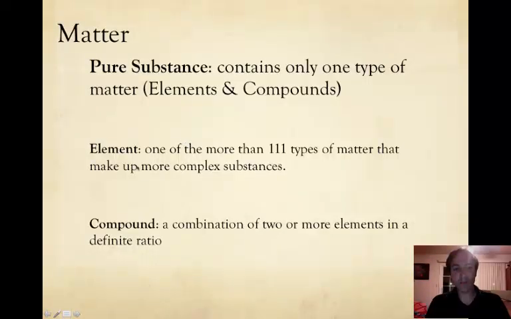An element is one of the more than 111 types of matter that make up more complex substances. You can think of your elements as being the building blocks. They build all compounds. So they are the simplest pieces, the pieces that we can combine to make something more complex. Okay, again, building blocks. Compounds, on the other hand, are a combination of two or more elements in a definite ratio.